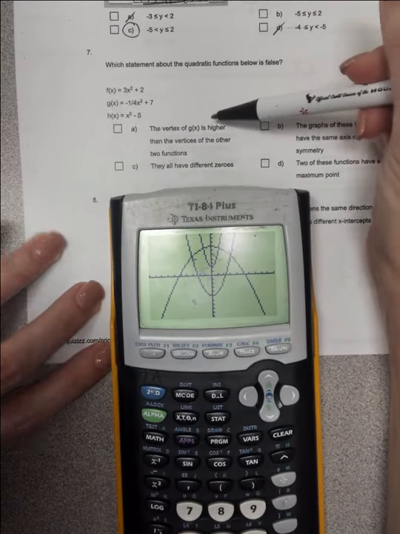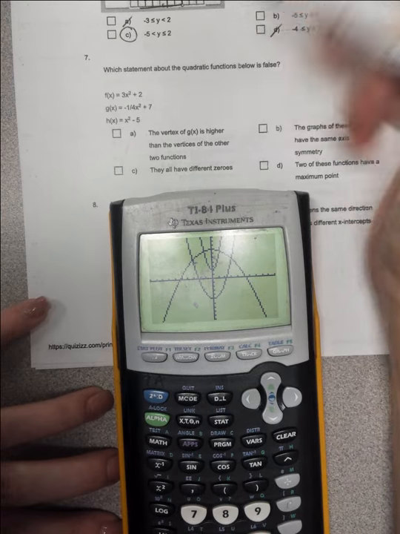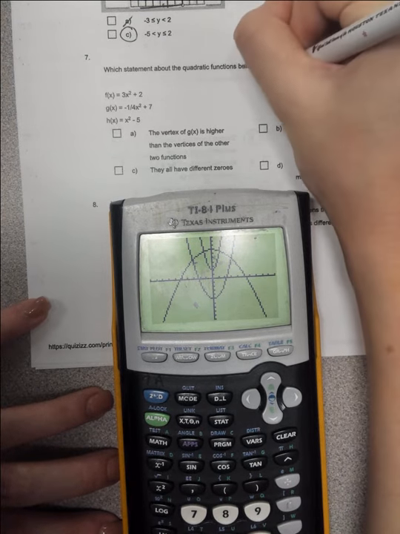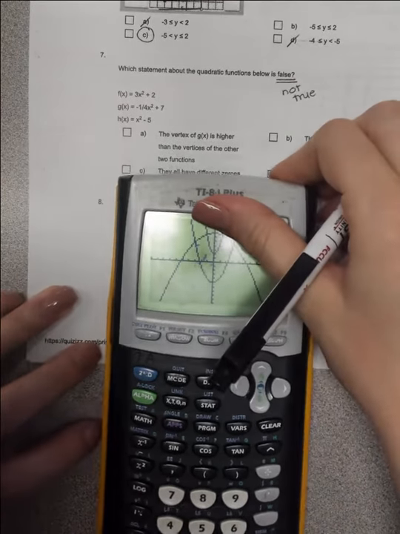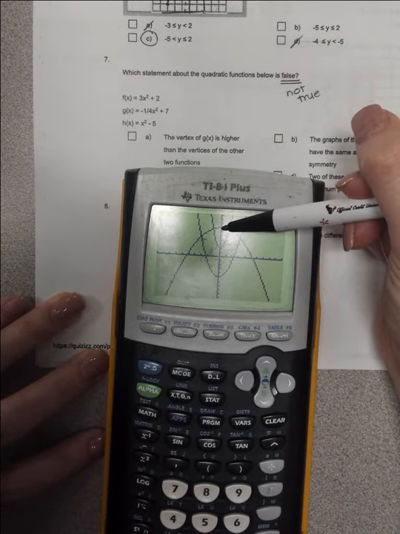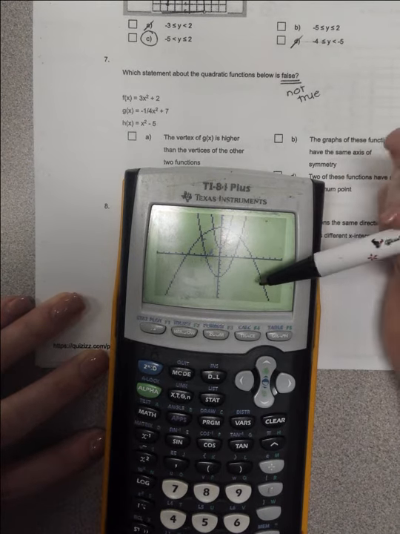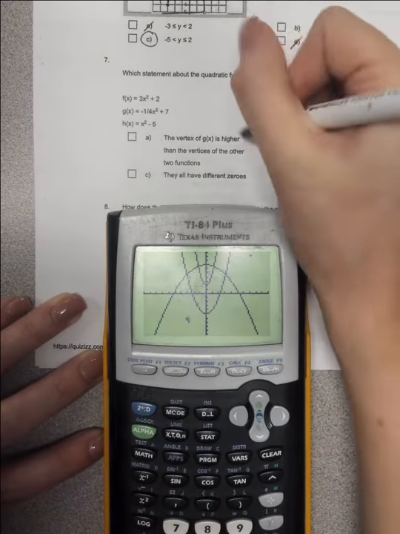All right, the vertex of g of x is higher than the vertices of the other two functions. So it's asking which one is false, so not true. So let's see. g of x is this one right here. Is that higher than the other two vertices? Yes, it is. So this one is true.